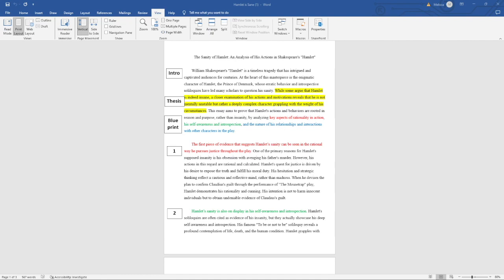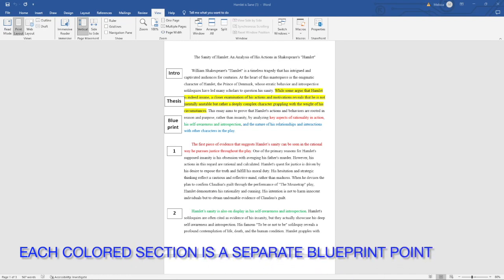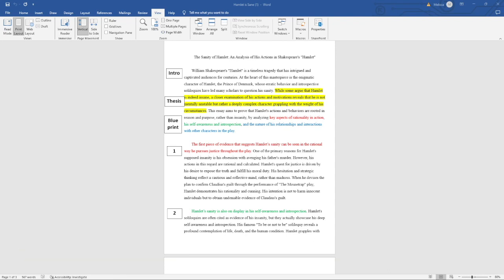And that's our blueprint. We are going to then take each one of those blueprint points, each separate color, and we're going to make that into its own section of the paper. I'm only using each blueprint point to create one paragraph. So you're going to see the 3 different color coded blueprint points, and then you see beneath that 3 paragraphs. Those 3 paragraphs below correspond to each of the blueprint points.